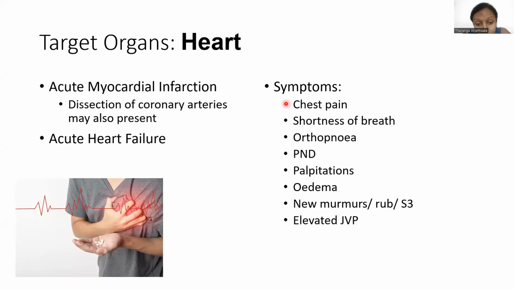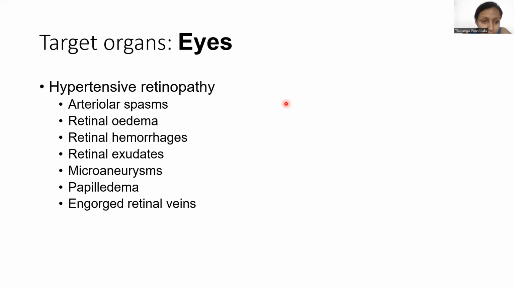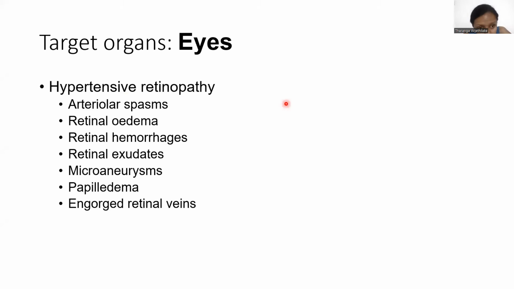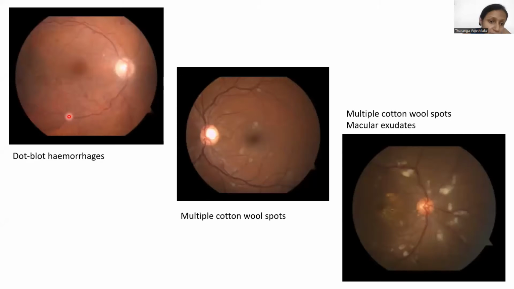Right, so we spoke about the heart, then we're going to talk about the eyes. Now, hypertensive retinopathy is quite graphical, I would say. So arterial spasms, retinal edema, retinal hemorrhages, retinal exudates, microaneurysms, papilledema, and engorged retinal veins. So basically, you would see dot blot hemorrhages, what you see here, then multiple cotton wool spots, exudates there, can you see? And then you have macular exudates.